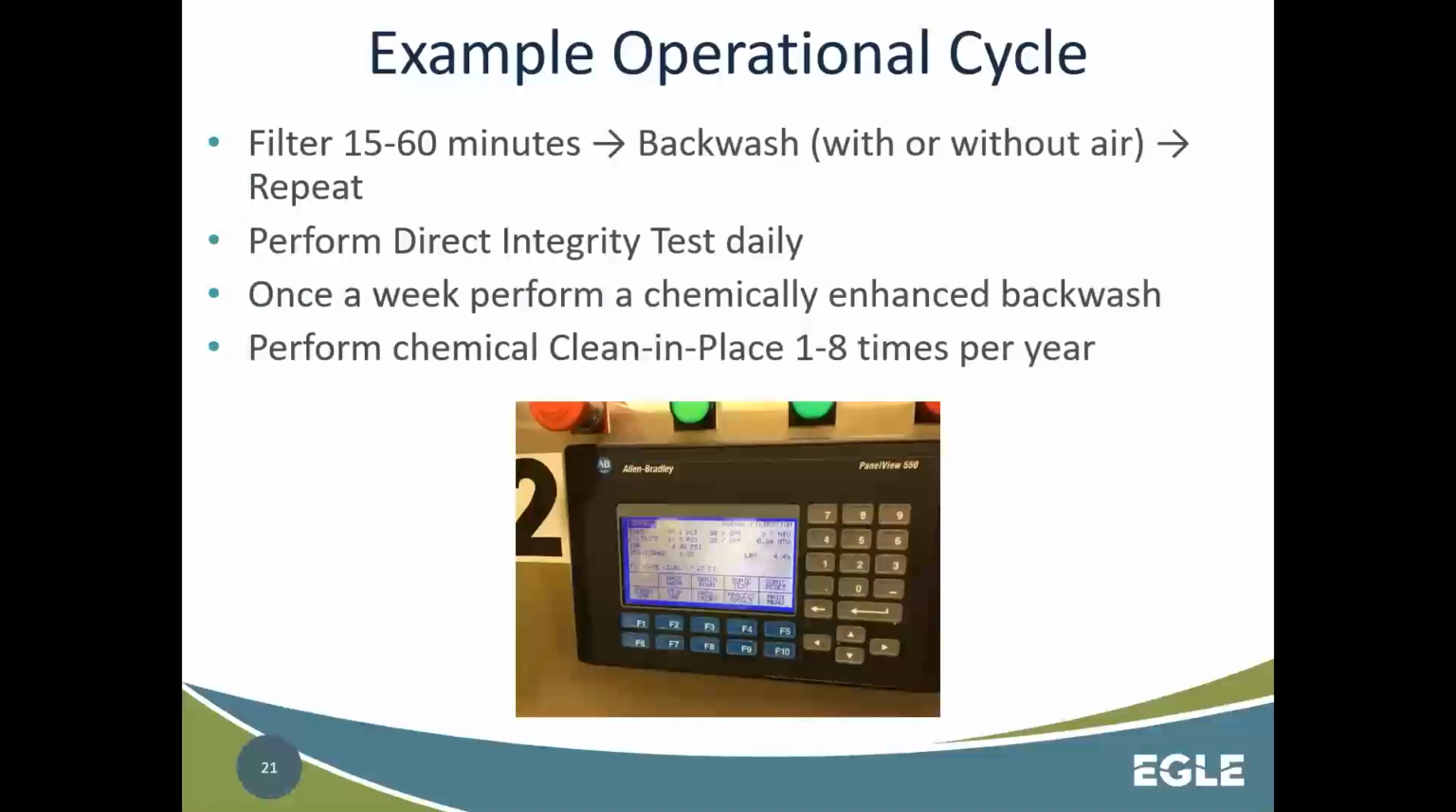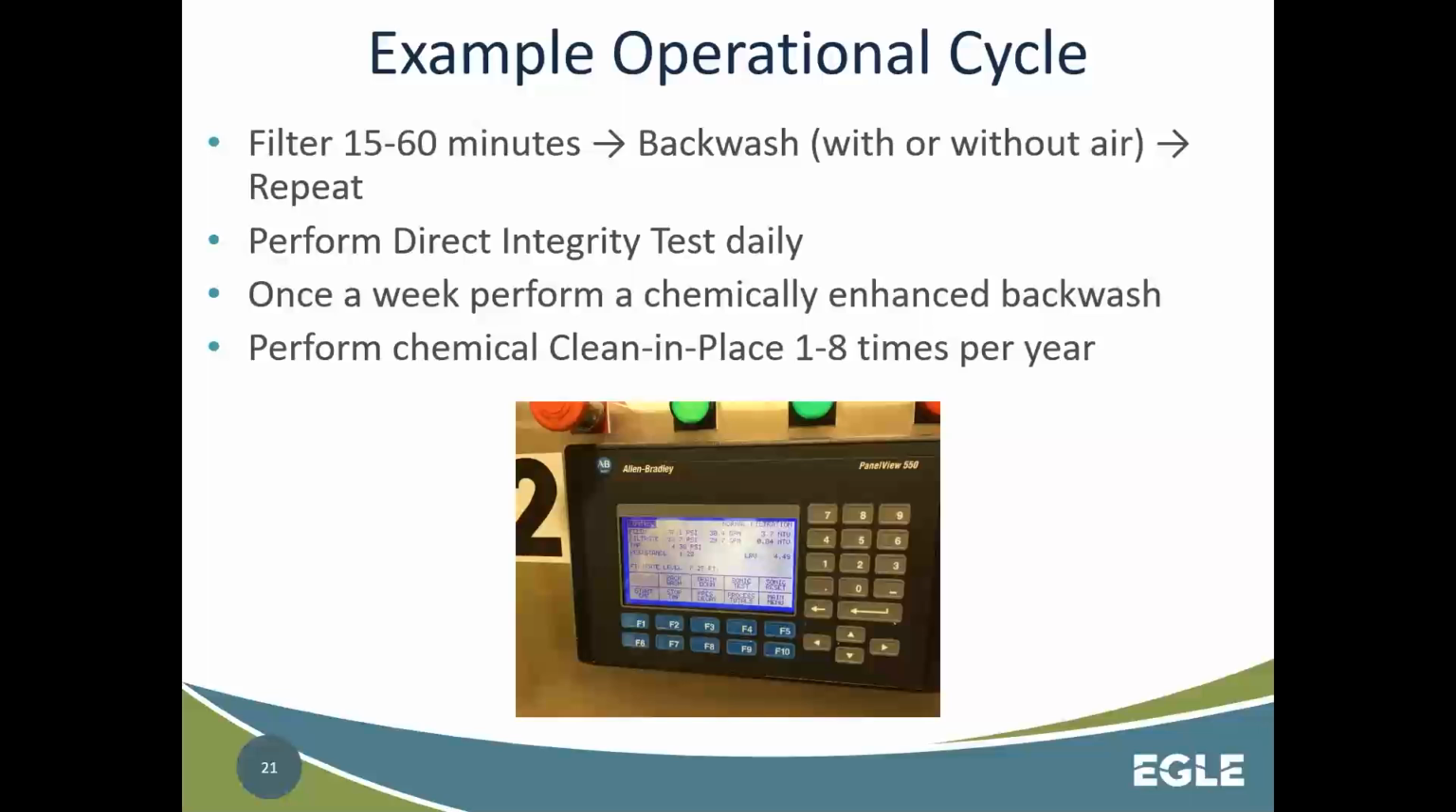I mentioned before, each plant is designed and operated a little bit differently, but here's an example of what an operational cycle might look like. The unit might filter for only 15 to 60 minutes and then backwash. Compare that to a conventional filter. They might go 200, sometimes even 300 hours before they need to be backwashed. These do short cycles, then they backwash with or without air.